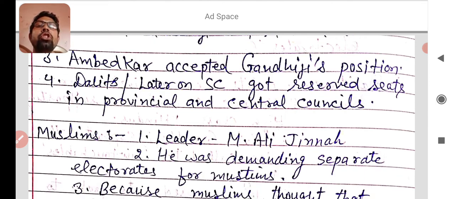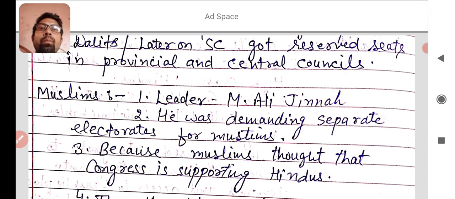Next is Muslims. Muslims were also demanding separate electorates. Now it can be another question, and it's an exercise question by CBSE, NCERT: why were the different political leaders demanding separate electorates? You learned why Dalits were demanding, and now you will read about why Muslims were demanding that. Their leader was Muhammad Ali Jinnah. He was demanding separate electorates for Muslims.